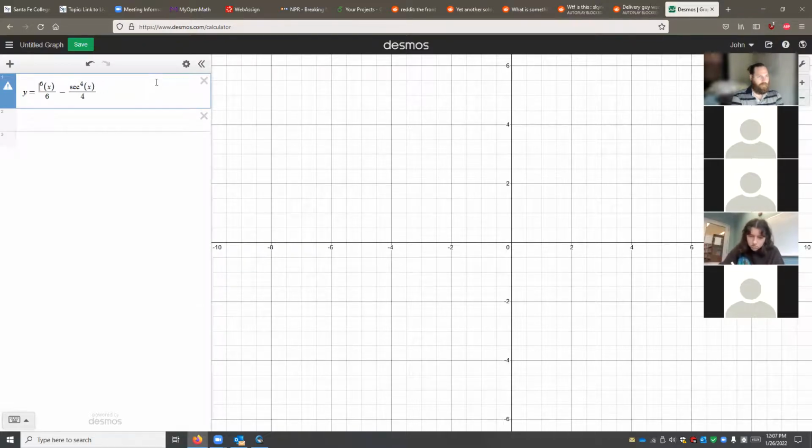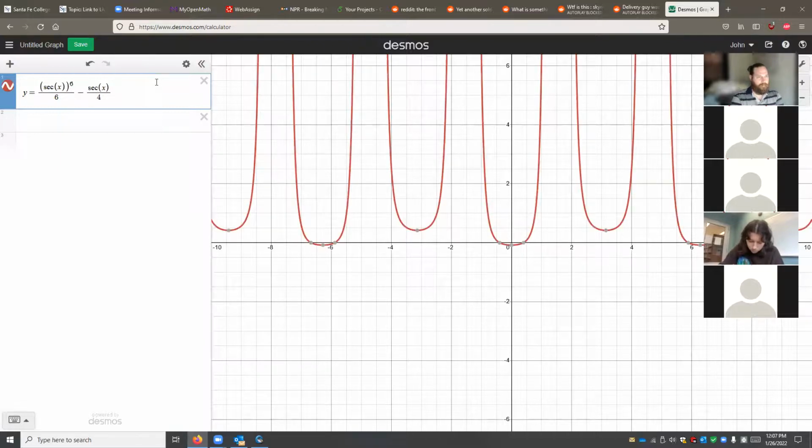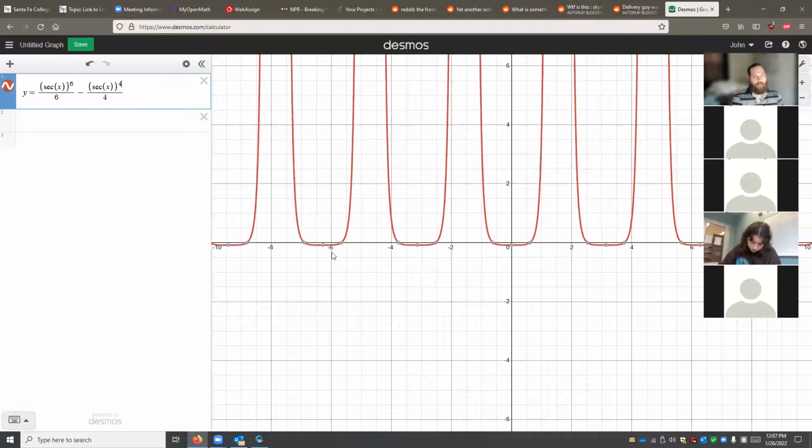Oh, Desmos doesn't like this. Yeah. Gotta do it like this. All right. So here's the answer we got by substituting for secant.